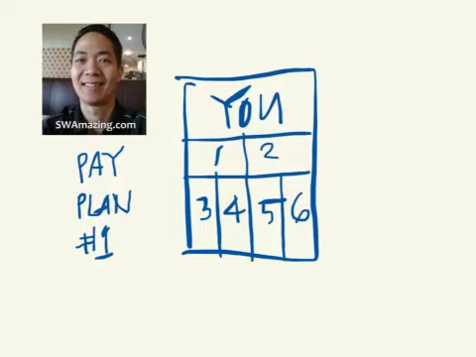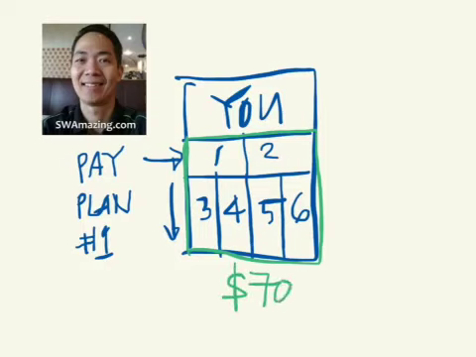1, 2, 3, 4, 5, 6. In that order, from left to right, and then top to bottom. And when that fills up, when this six slot matrix fills up, you earn $70.